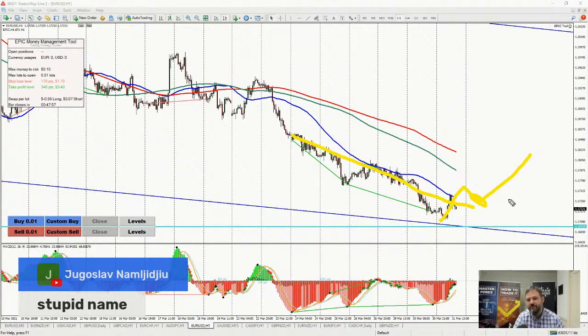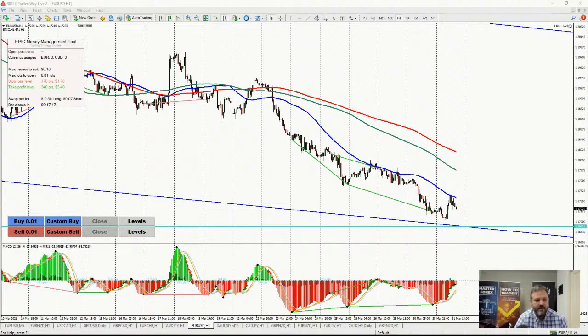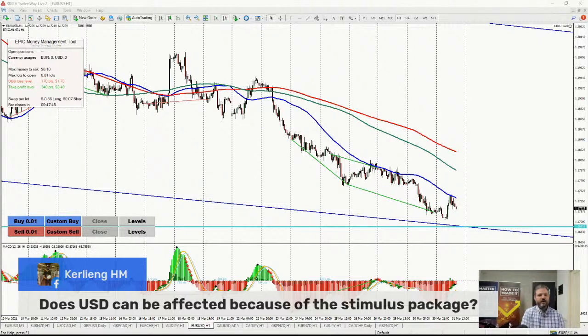That is what I'm looking at right now. So there you go. Now let's take a look at this. Curling has a great question. Curling says, does the US dollar get affected because of the stimulus package? Yes, it does. So you'll notice that the dollar is going down here, but that actually means strong dollar, right? When the euro dollar is dropping, that means the US dollar is getting stronger.